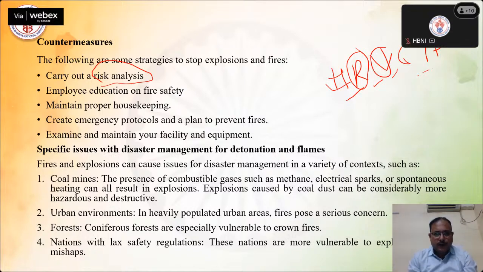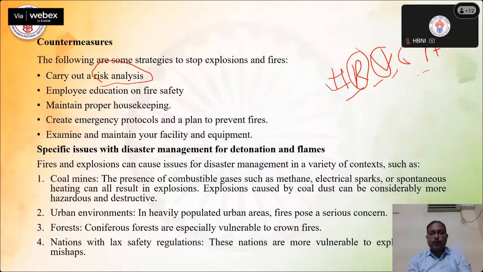So fires and explosions can cause issues of disaster management in a variety of contexts, such as, first, if we talk about the example of coal mines, the presence of combustible gases, as I have already put it, such as methane, plus electrical sparks or spontaneous heating can all result in explosions. Methane is already available in the lower strata, but it could contribute to the detonation or flame explosion part. Explosions caused by dust, coal dust, can be considerably more hazardous and destructive.